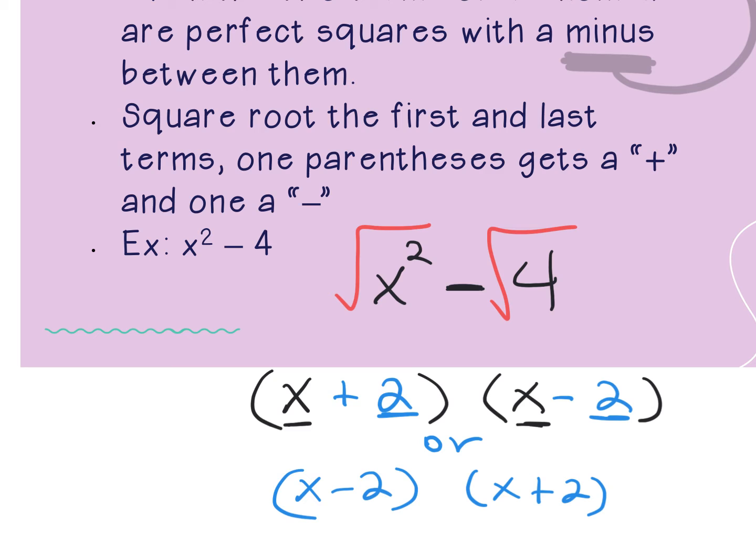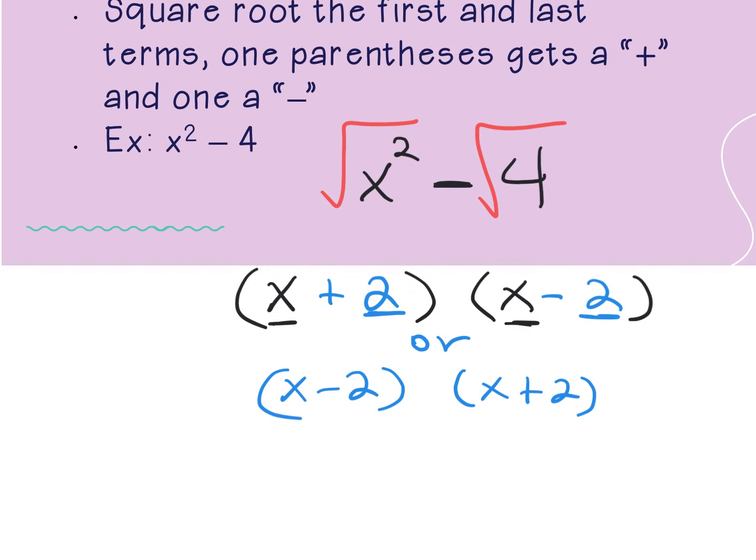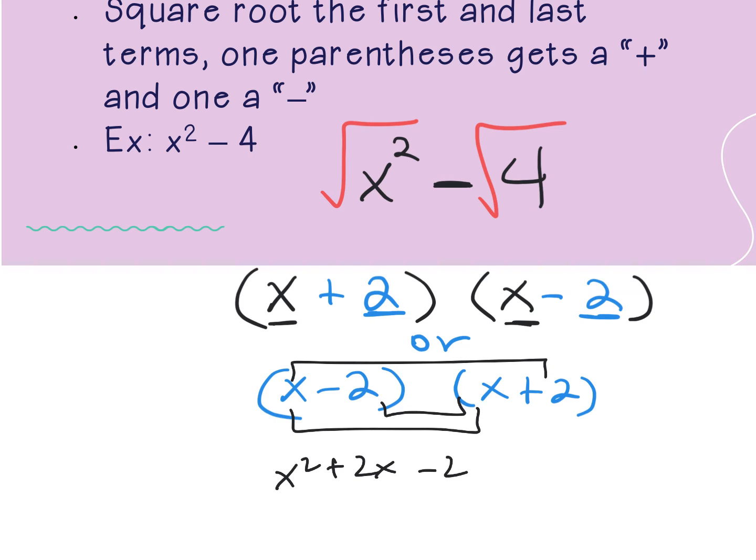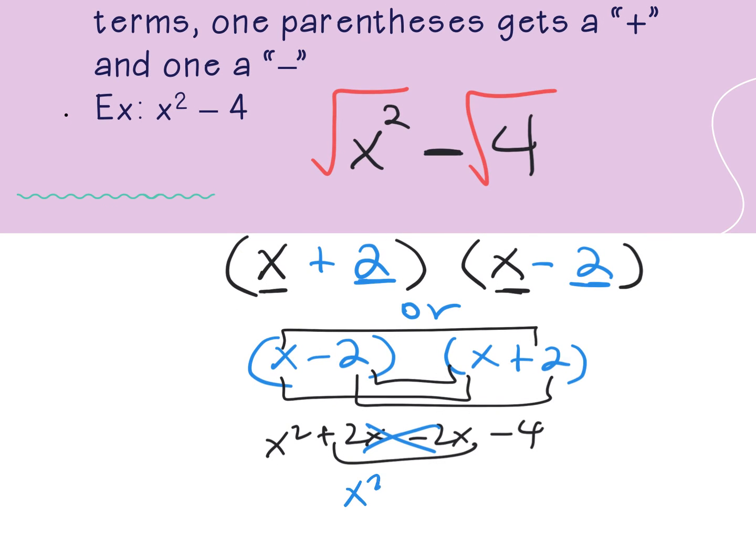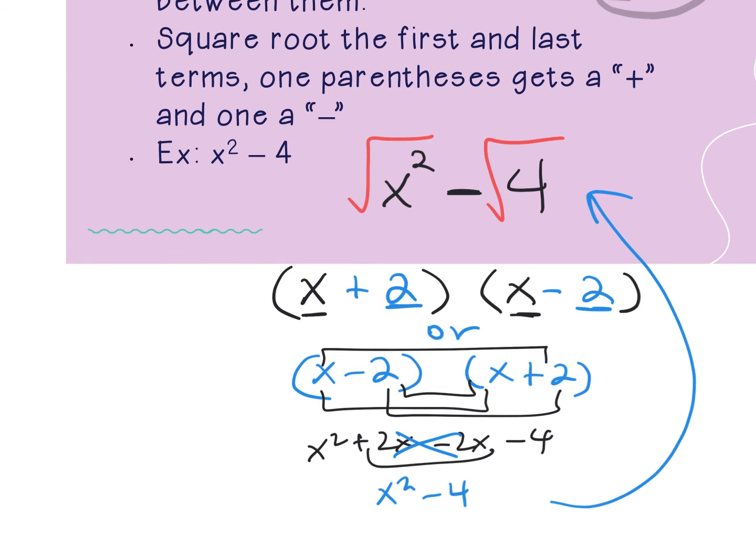It doesn't matter if I put the minus sign first and the plus sign second. Either way. You can now FOIL this to check your answer. So if I FOIL this, first, outside, inside, and last, notice when you combine these two, they're gone, and it does go back to the original problem, so you factored it correctly.